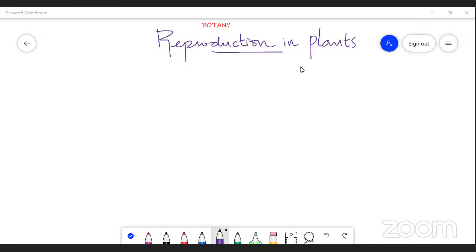Today we are going to start a new chapter, that is reproduction in plants. This is the first chapter to be taught today, in which the first topic is the asexual method. The second one is the vegetative method. And the third topic is the sexual method.